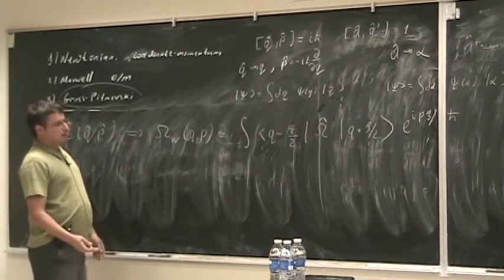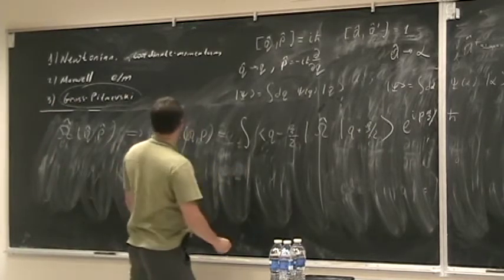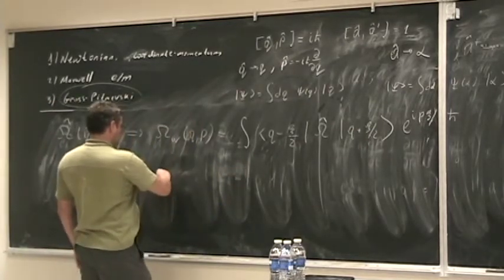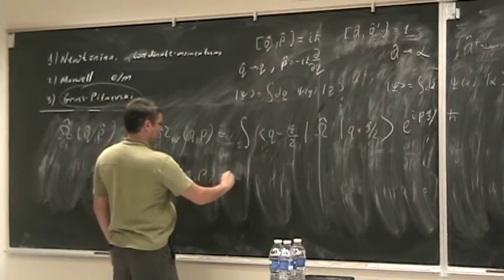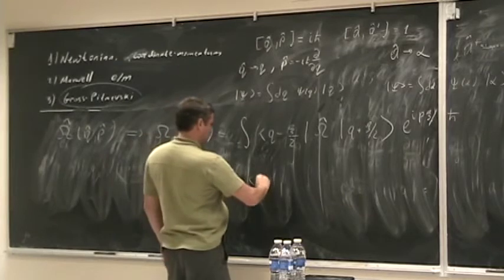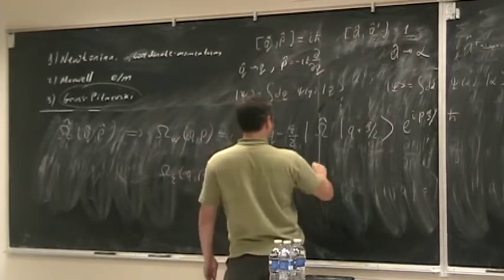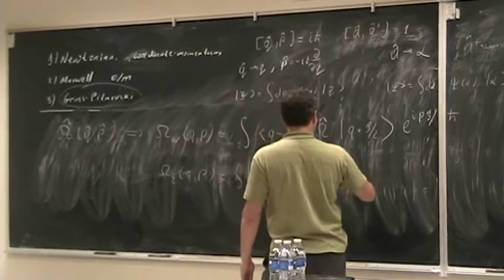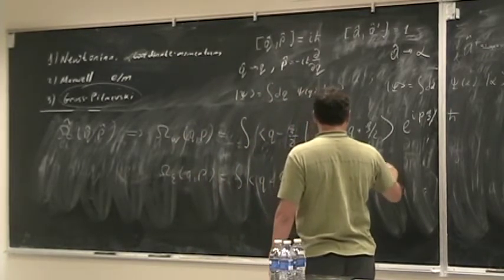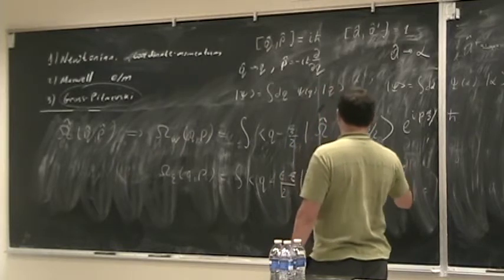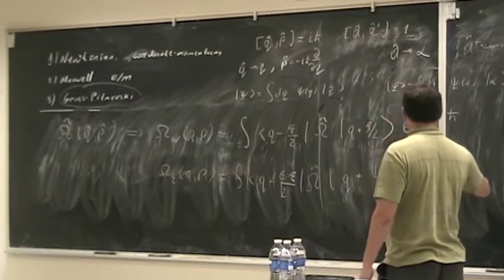But in principle, I can just stare at it and say, okay, why are you doing it in a symmetric way? For example, I can define omega epsilon of Q and P, which is an integral of the operator between Q minus epsilon psi over 2 and Q plus (1 minus epsilon) psi over 2. So I'm still taking a Fourier transform.